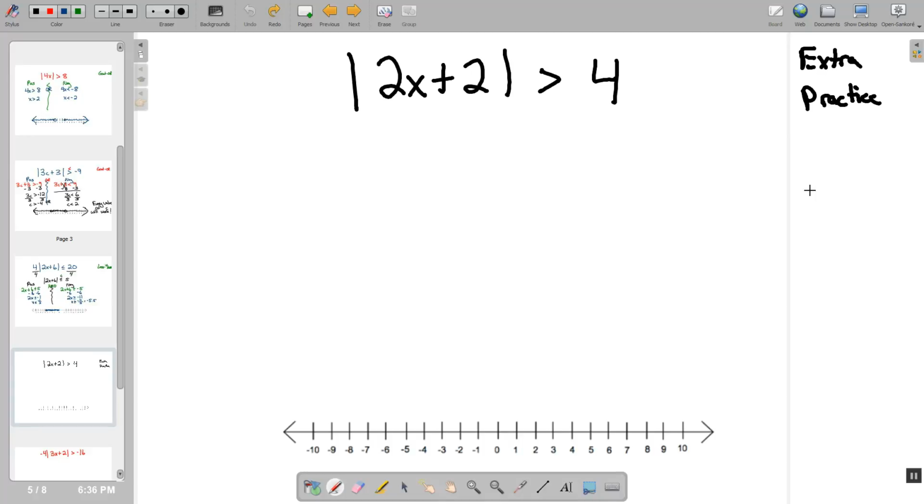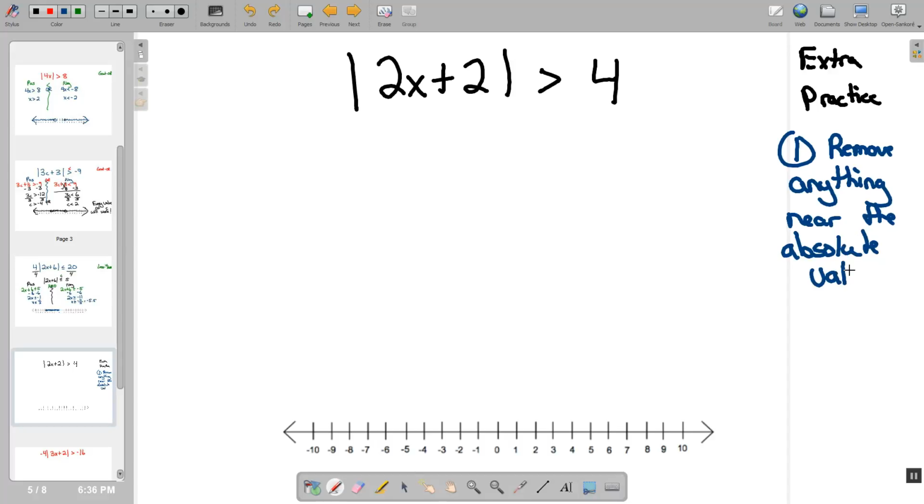For the extra practice on this section, I just want to go back and review the first couple of steps before you do any of these problems. Step 1 is always to remove anything near the absolute value. And if I notice on this problem, there is nothing near the absolute value, so step 1 is already done. Step 2, just like absolute value equations, is to set up the positive and negative solution sets.